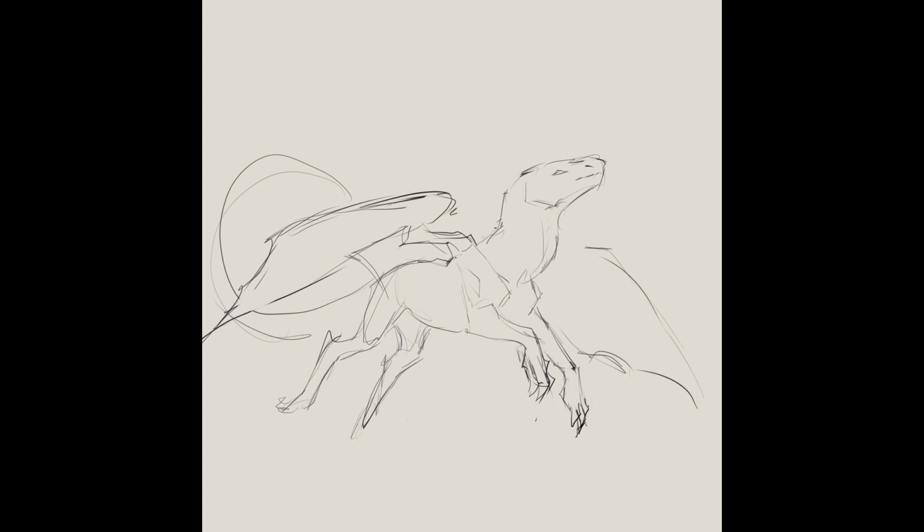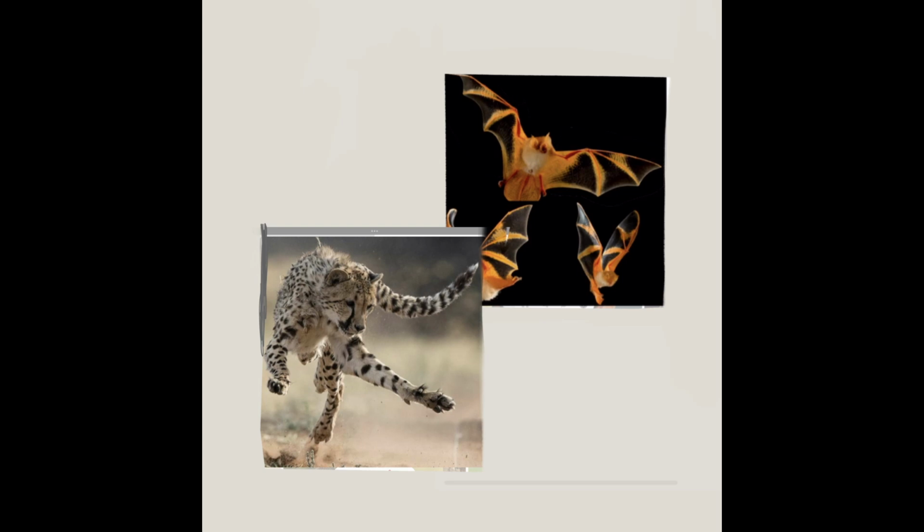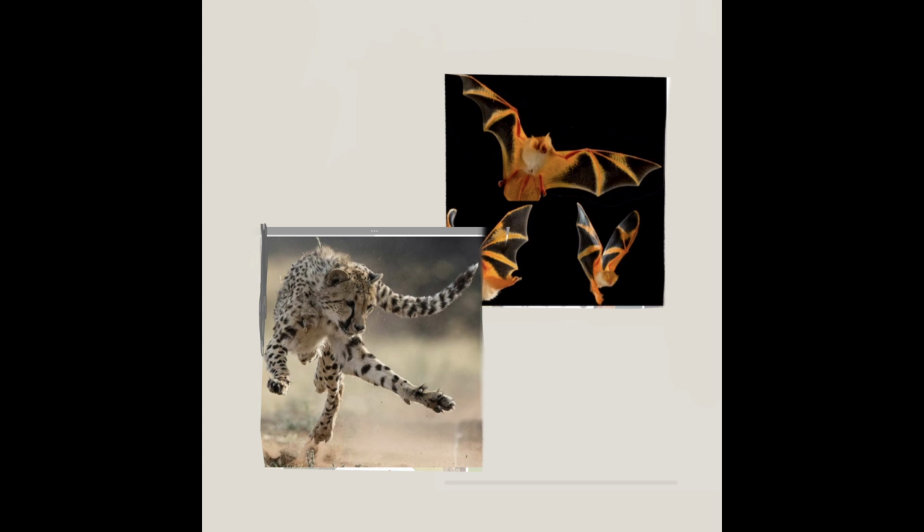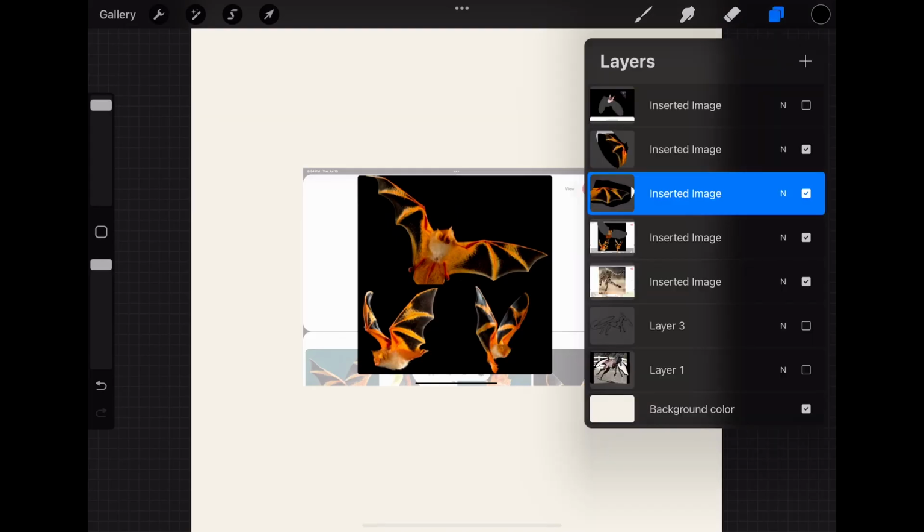Well, I'll show you. The first step is to find a good reference of a quadruped in a dynamic pose, and then a picture of either a bat or a bird, usually flying, doing something interesting with its wings. All right, good. And now we're going to do something a little funky with them.